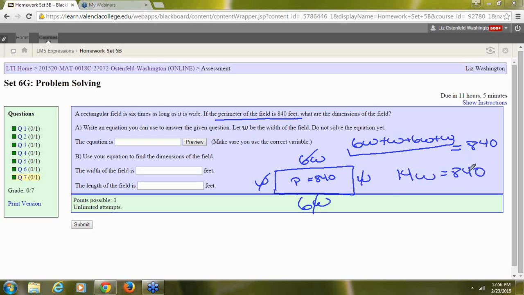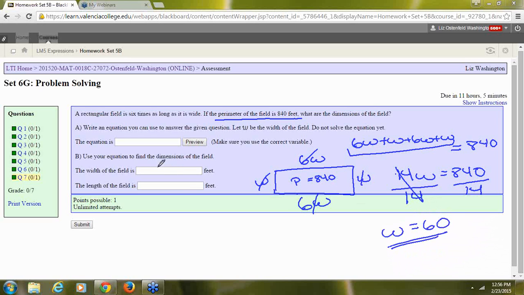14W equals 840. To get W by itself, again, you're going to divide because the opposite of multiplication, 14 is being multiplied by W. The opposite of that is division. Whatever you do on one side, you have to do on the other. So I'm going to get 840 divided by 14. It's going to give me 60. So my W equals 60.